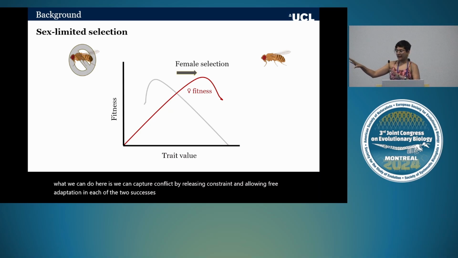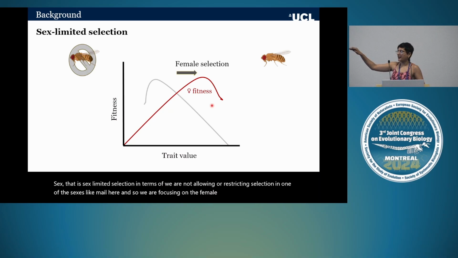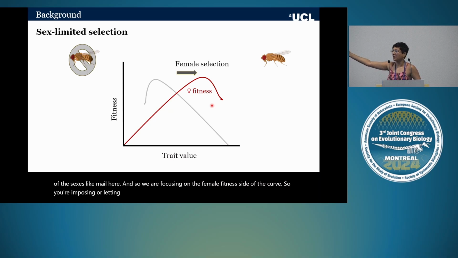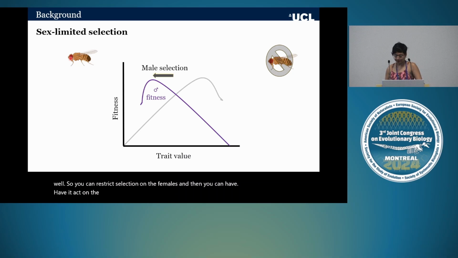So, for example, in this case, you can have sex-limited selection, where we are restricting selection in one of the sexes, like male here, and so we are focusing on the female fitness side of the curve. So you're letting selection happen on the females. You can have this reversed as well, so you can restrict selection on the females, and then have it act on the males, right?